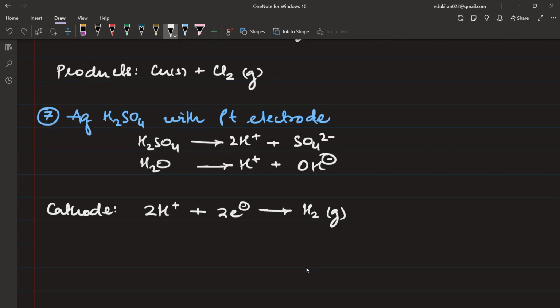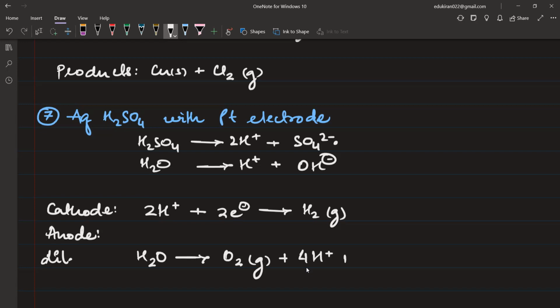But if I compare the anodic part, at the anode there are two possible reactions. When you are having a dilute solution, the SO4 2- concentration will be very low. And when the SO4 2- is very low, the reaction of OH- will happen. So H2O giving you O2 gas plus 4H+ plus 4 electrons.